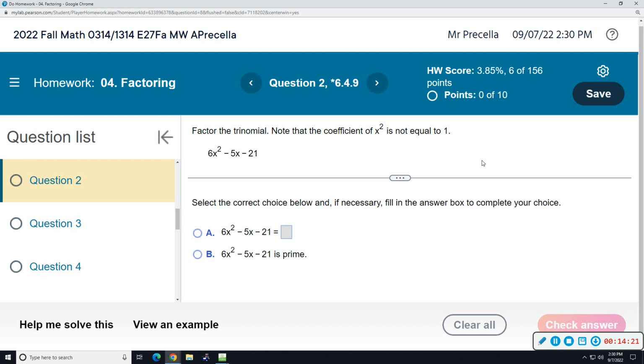Also, there's that option here that the polynomial is prime. Prime means it can't be factored. It's certainly possible that you might get something that doesn't factor. Okay? And I'll demonstrate that before the class is over. But right now, this is problem 2. Let me write it down. 6x squared minus 5x minus 21.